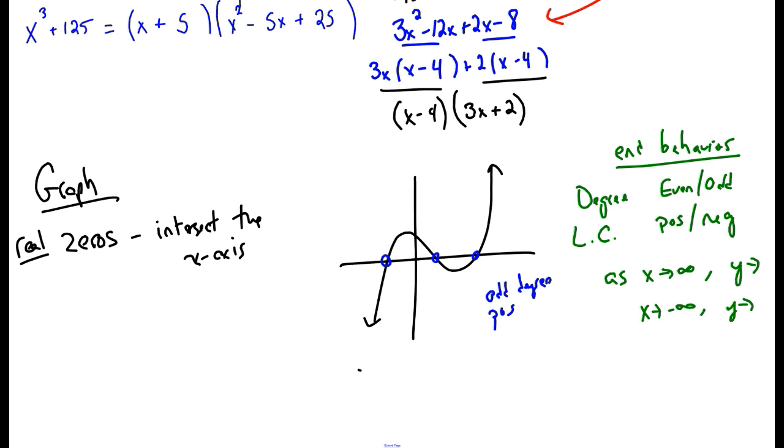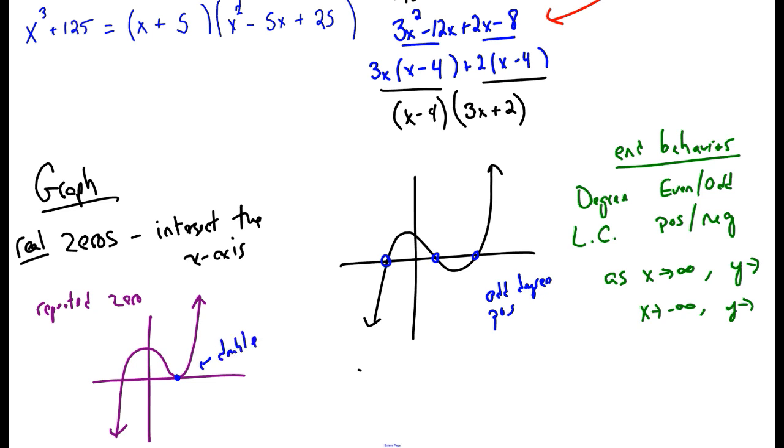Another quick note about zeros. If I have a repeated root, a repeated zero, a multiplicity of 2, I have 2 of them, it's going to touch the x-axis and turn around. So I know at this point right here, that zero right there is a double zero.